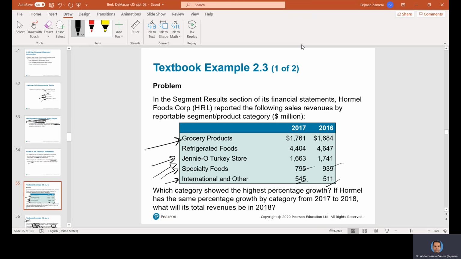One question. In the segment results section of its financial statement, Hormel Foods Corporation reported the following sales revenues by reportable segment product category for 2016 and 2017: grocery products, refrigerated foods, Jennie-O Turkey Store, specialty foods, and international and other. Which category showed the highest percentage growth? If Hormel has the same percentage growth by category from 2017 to 2018, what will its total revenue be in 2018?